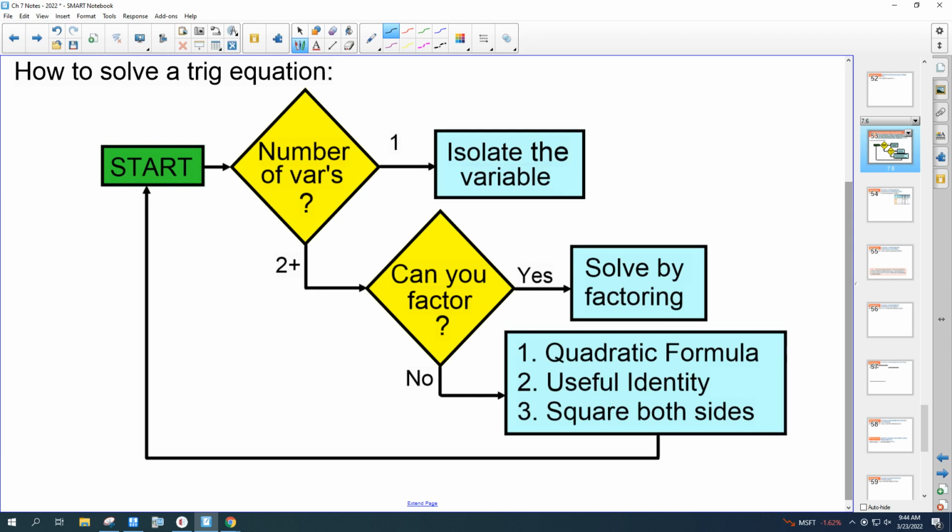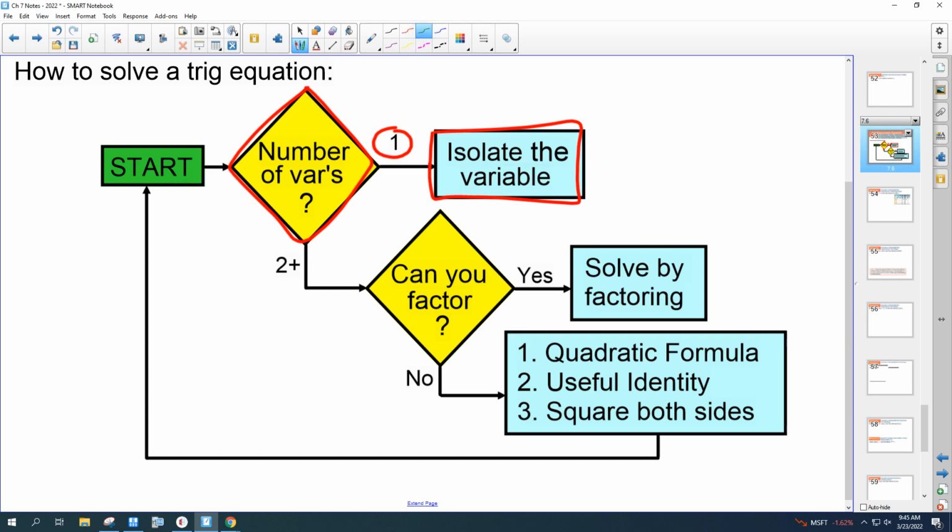So basically, you look at how many variables the equation has, and if there's only one variable, you're going to isolate. This is what we want to do because this is the easiest thing to do. And it's not always going to happen like that.